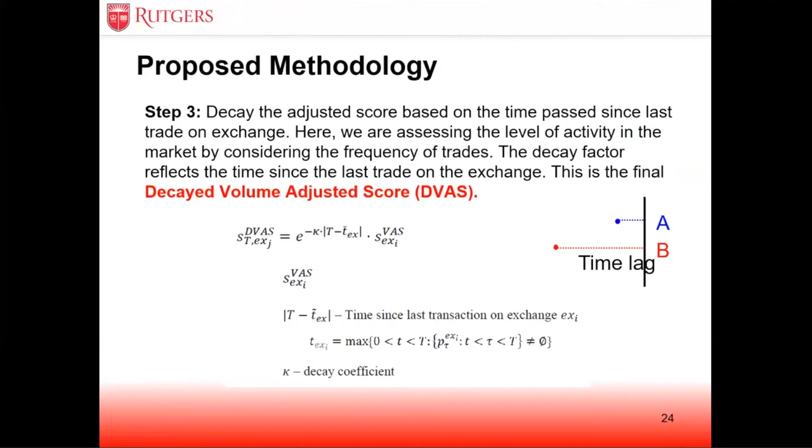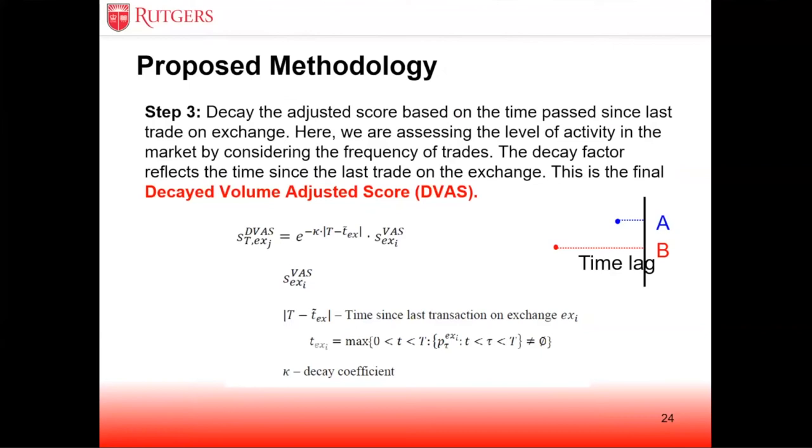We would expect that the principal market would have a shorter time lag between the last trade and the time for now. Because if it is determined as the principal market, the frequency of trade would happen more frequently, leading to a shorter time lag between the last transaction and the time for now that we are going to get the fair value measure. So we consider this time lag between the last trade and now to get the final decayed volume adjusted score.